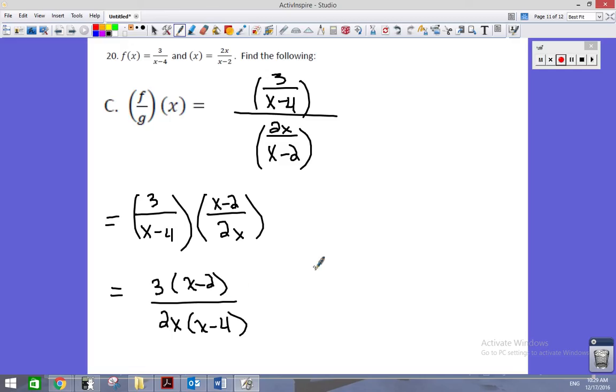I guess technically I should write restrictions, but we didn't really emphasize that. That comes about if we're finding the domain, because we did emphasize how to find the domain, and that's what those restrictions are. We do the domain in a later question. So there's my answer for part C.